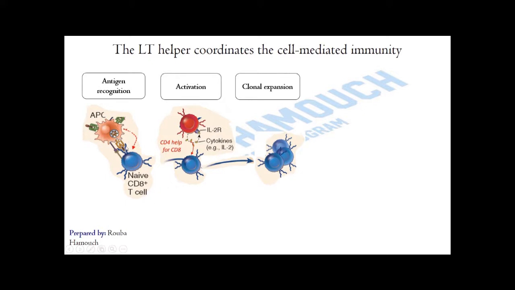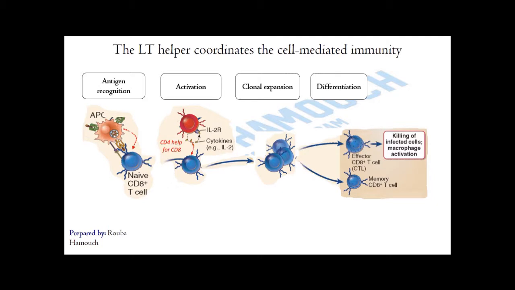After the clonal expansion, we have the differentiation phase in which the T8 lymphocytes will differentiate into memory cells preserved for many years and into effector cytotoxic T lymphocytes that will enter the effector phase, and they will secrete molecules to kill the infected cells or to kill the cancer cells. Also, the molecules secreted by the cytotoxic T lymphocyte will activate macrophages.